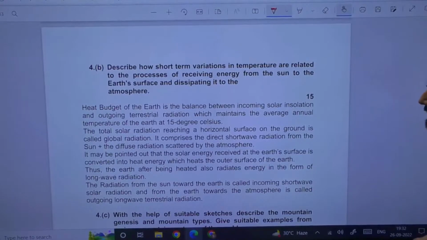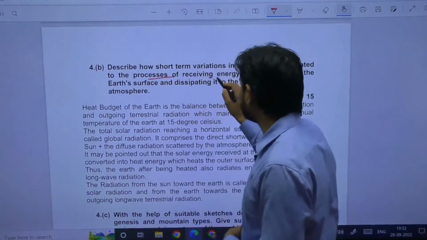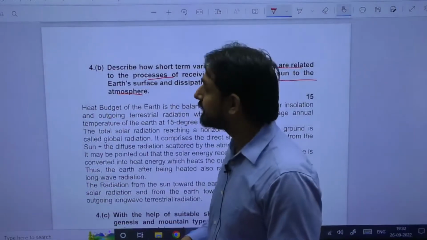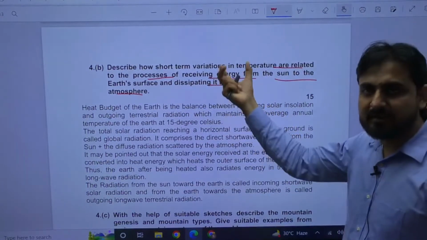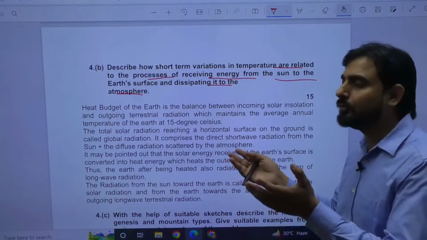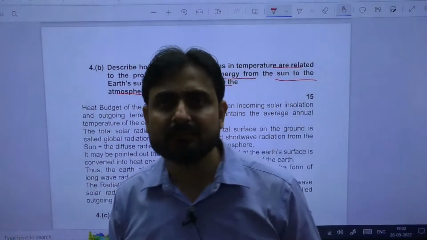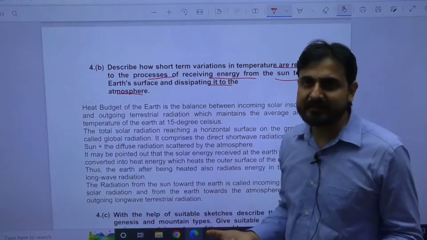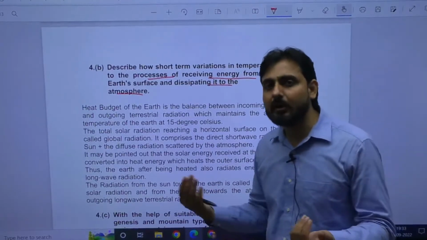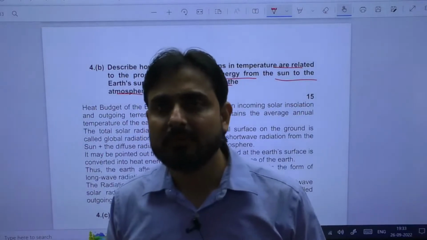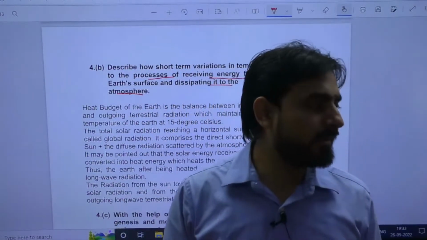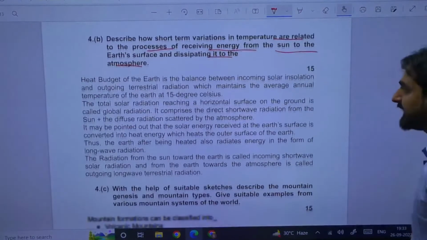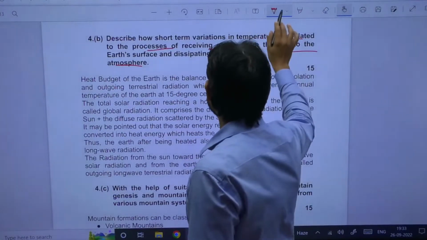Then describe how short-term variation in the temperature is related to the process of receiving energy from the sun to Earth's surface and dissipating it to the atmosphere. So you need to describe incoming solar radiation and outgoing solar radiation. Adiabatic change. Earth is not getting heat only due to incoming solar radiation, but the outgoing radiation that gets trapped in the periphery of Earth is causing the rise in the temperature of the Earth.